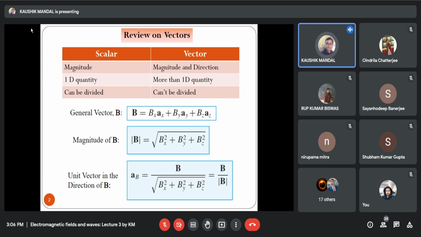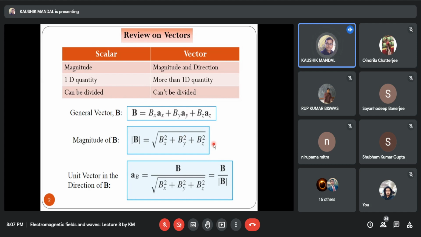Next point, how can we represent a vector? If we consider a vector B, Bx is the component along the x-axis, By is the component along the y-axis, Bz is the component along the z-axis, and Ax, Ay and Az are the unit vectors along the corresponding axes. So we can write the vector B equal to Bx Ax plus By Ay plus Bz Az. And what will be its magnitude? As you know, that will be the root of Bx square plus By square plus Bz square.